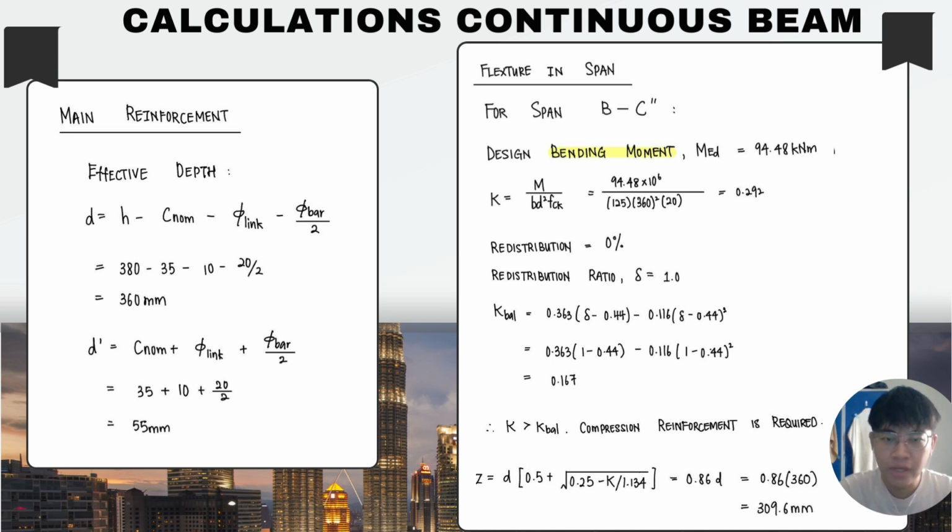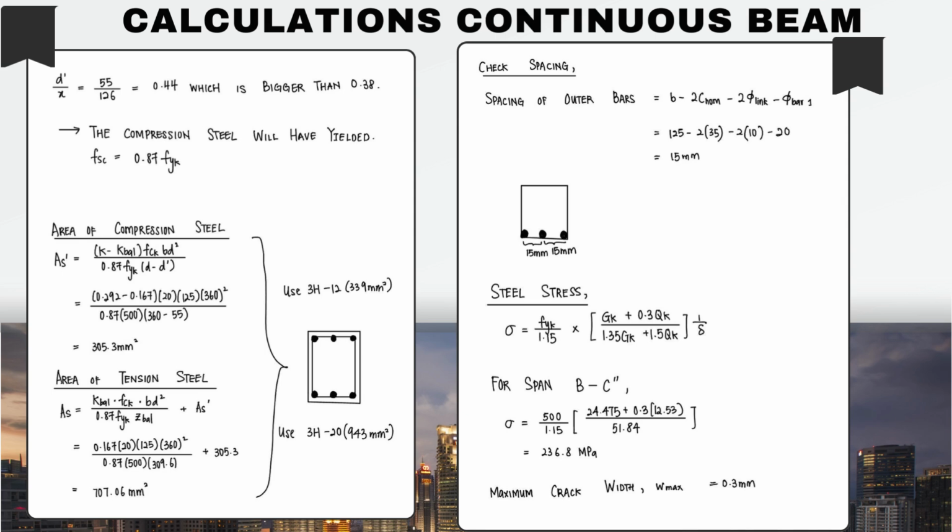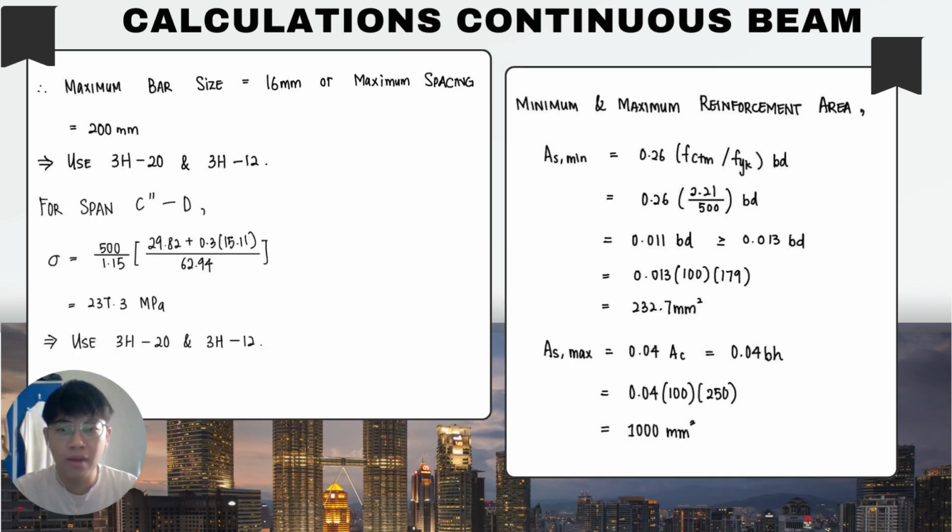For span BC, we can see that K bar is smaller than K, so we need to calculate the compression reinforcement. For span C'D, compression reinforcement is also required because K bar is smaller than K. Our bar size is smaller than the maximum bar size, which is 200 millimeter. So 3H20 and 3H12 are acceptable.